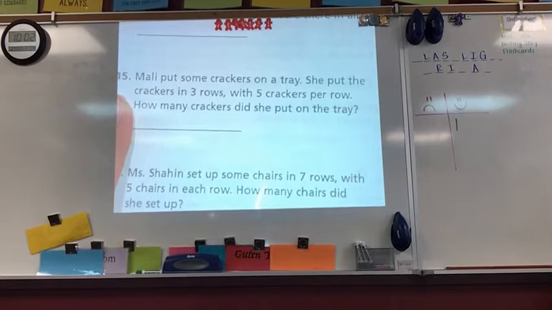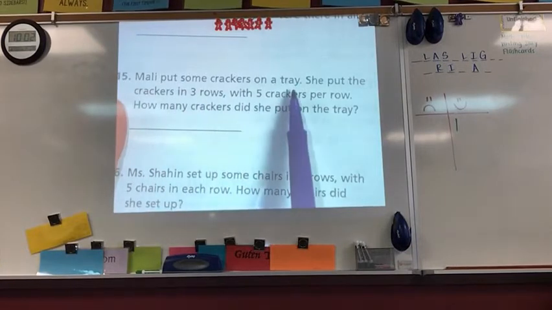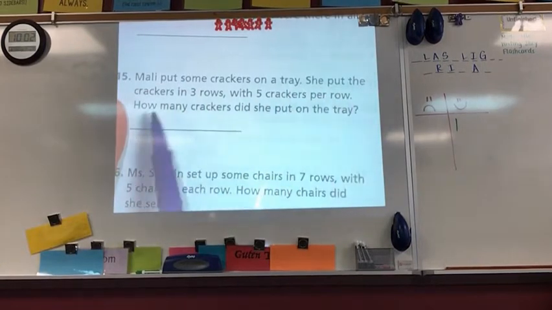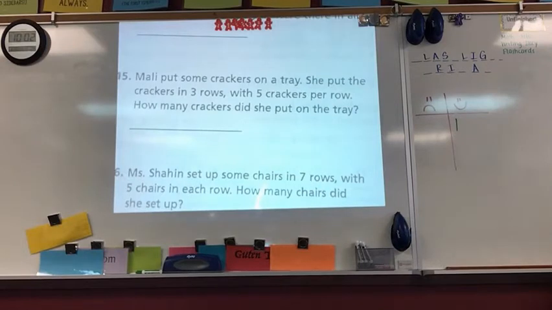So, number 15. Molly put some crackers on a tray. She put the crackers in 3 rows with 5 crackers per row. How many crackers did she put on the tray?